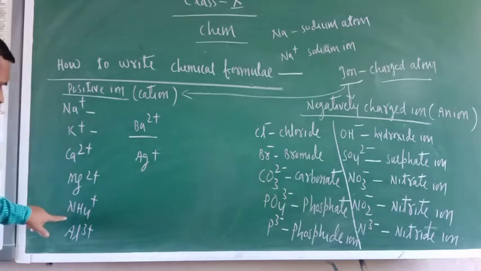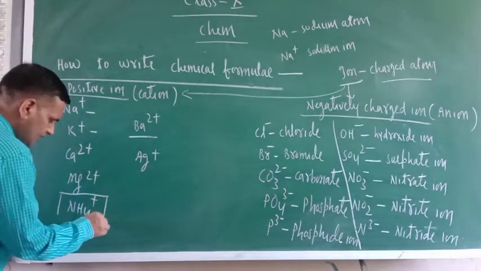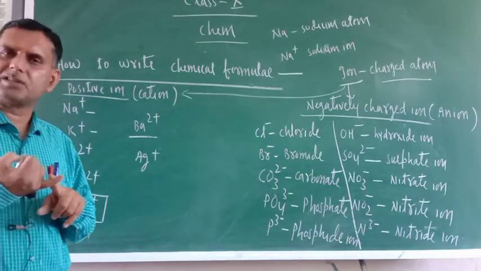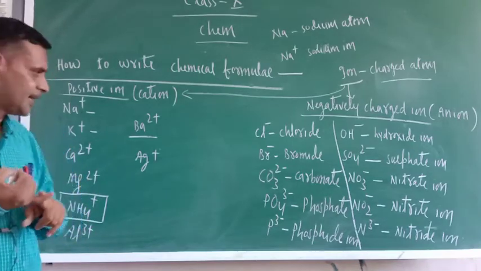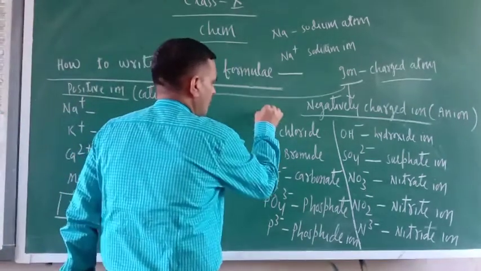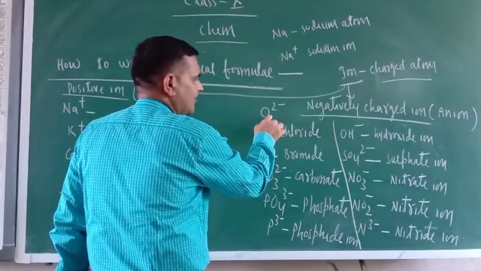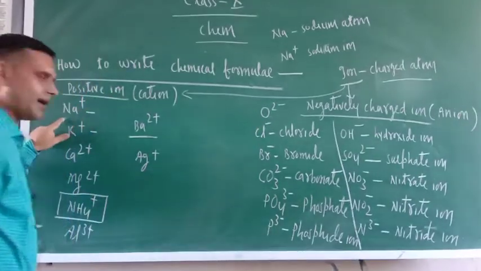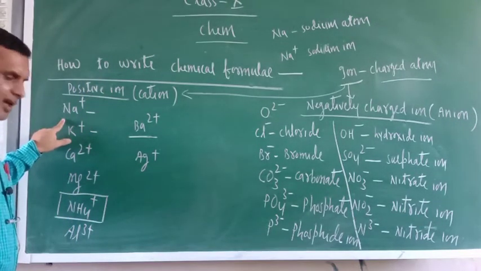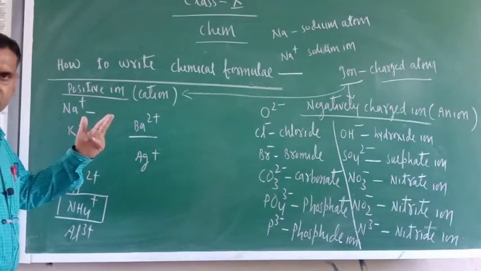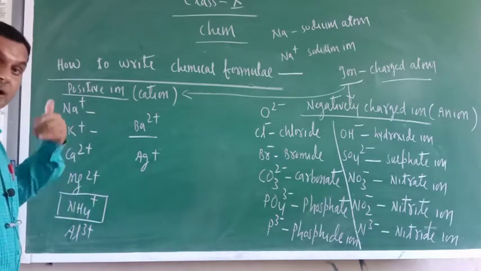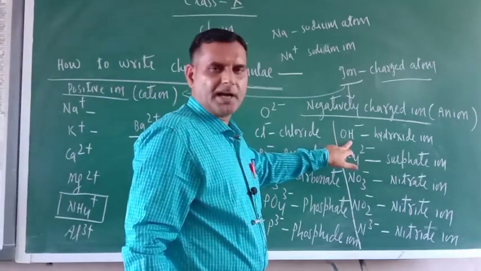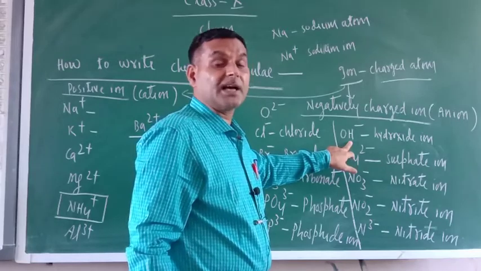Just see, here in NH4, what is there? If 1 atom is there, it is monoatomic. If 2 atoms are there, it is diatomic. Like O2 negative, only 1 atom is there, so this is a monoatomic anion. Sodium is a monoatomic cation. Now if 2 atoms are there, diatomic, just see, OH: O and H, so this is a diatomic anion.